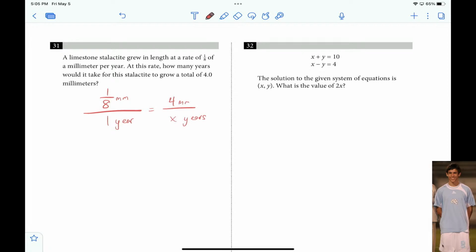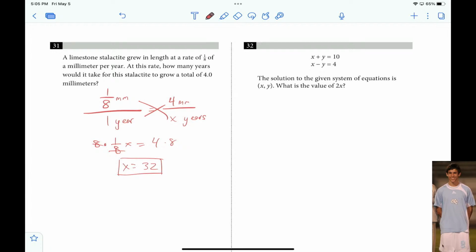So we can cross multiply. So we get 1/8 x equals 4. So to solve for x, we can multiply both sides by 8 to get the x by itself, because that cancels on that side. So we get x equals 32.